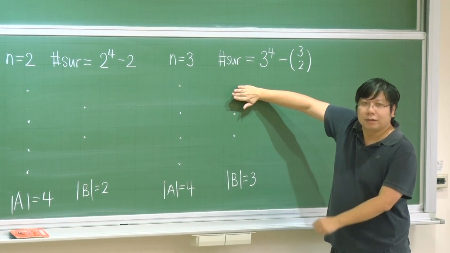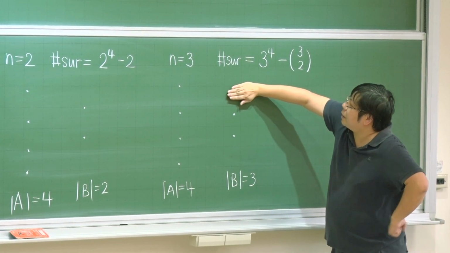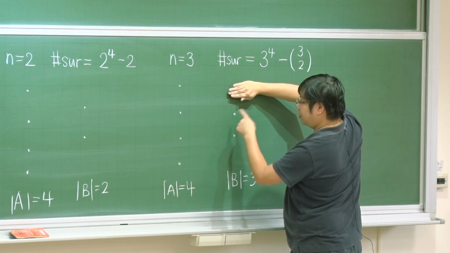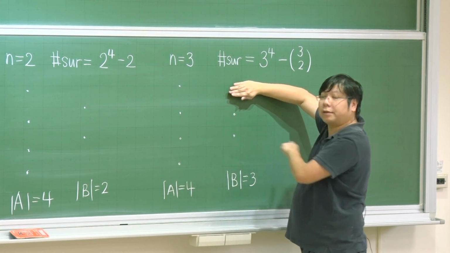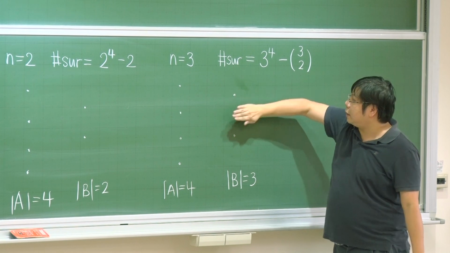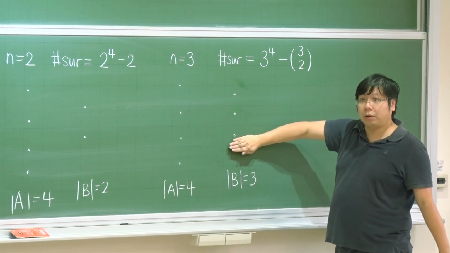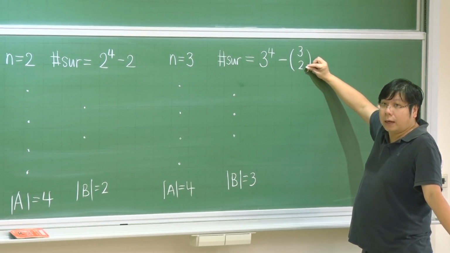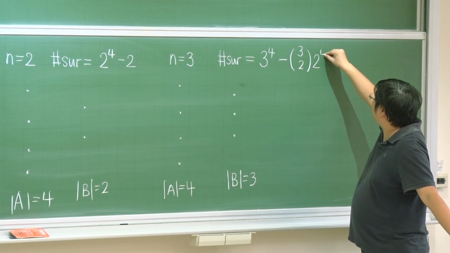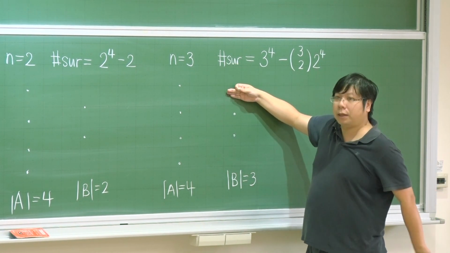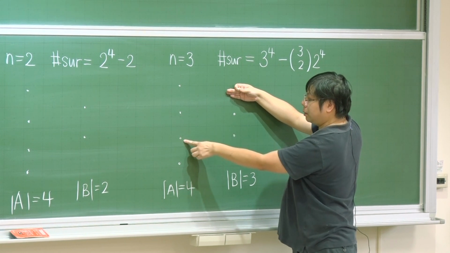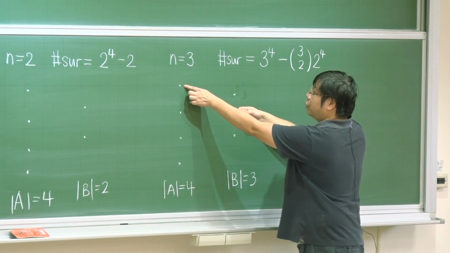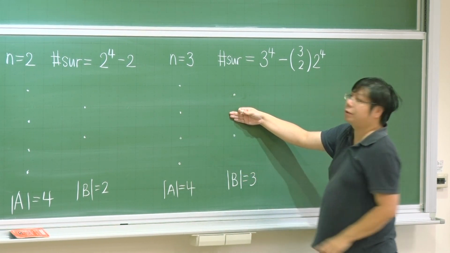That's more complicated, so let's not do that immediately. We should minus the case where items can be mapped to only these two items. These are the functions that we do not want. How many functions are there? 3 choose 2, and then each one of them is 2 to the power 4. Because if I do not use this one, there are 2 choices for this one, 2 choices for this one, 2 choices for this one, and 2 choices for this one.